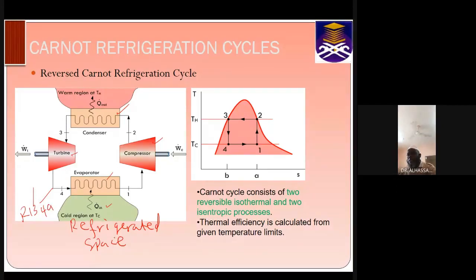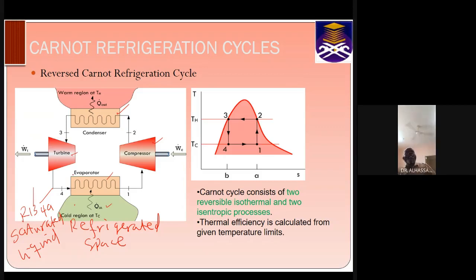Refrigerant 134A. And the state of the fluid over here is saturated liquid. Saturated liquid means it is a liquid which is just about to start evaporation. You understand me? So now, when this saturated liquid enters the evaporator, it will start evaporating because the temperature over here is much higher than the temperature of the refrigerant.